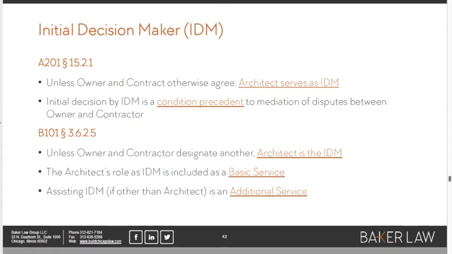And it makes a lot of sense, right? Because if an architect is asked to render a decision about their design intent, they don't need to think too hard. It's in their brain. They just say, this is what it is. But if they have to struggle to help some third party understand what the design intent is, and go through all this rigmarole to help some other IDM get up to speed, it's an additional service. The owner is going to pay for that when the architect asks for an additional service.